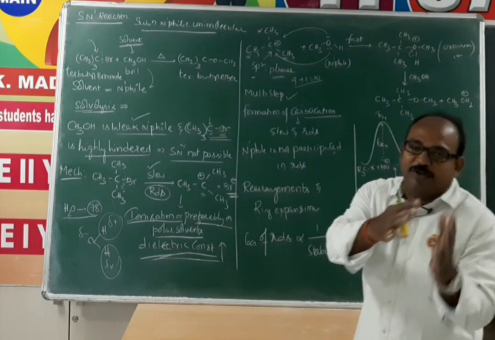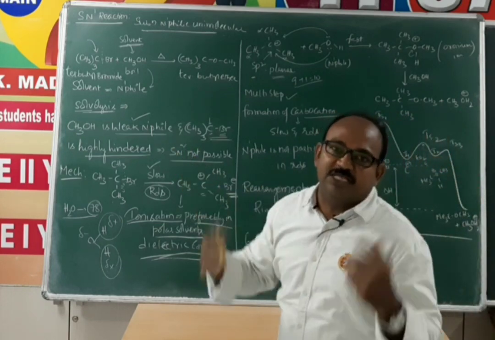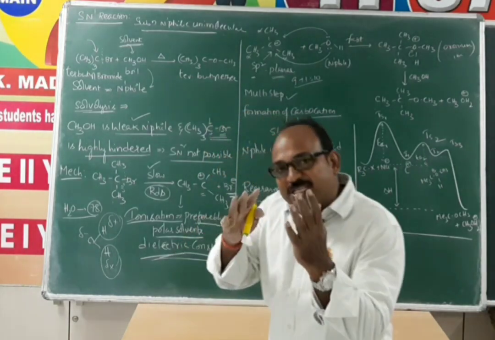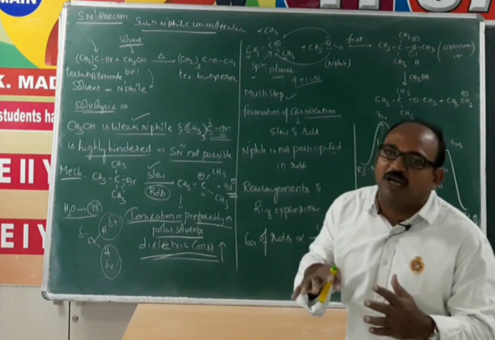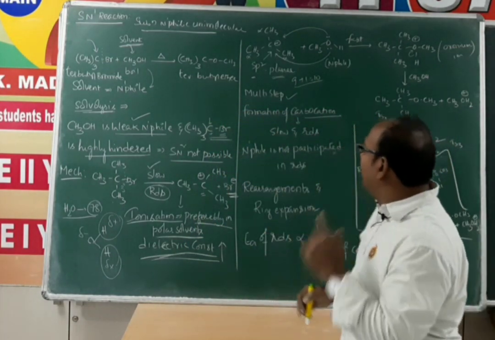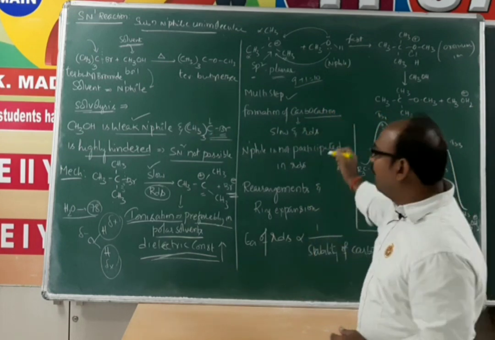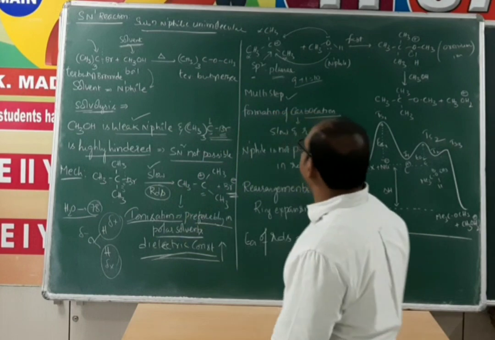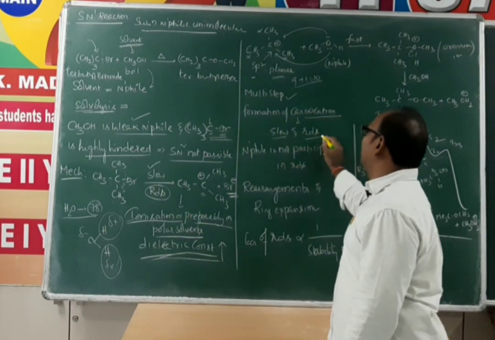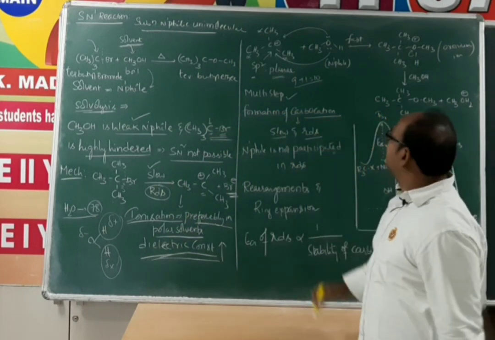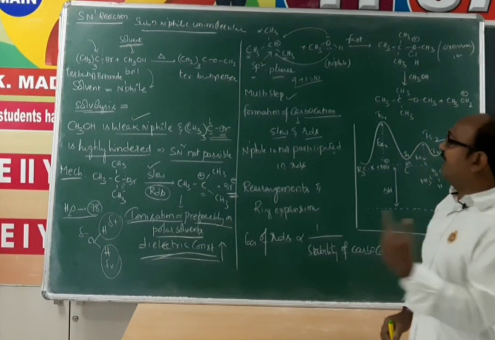When reactant is converted into product, a number of transition states may exist. So how many steps are involved? For each and every step there will be a transition state. Now, formation of the intermediate, that is carbocation, is a slow step, hence that is the rate determining step. Slow step and rate determining step.